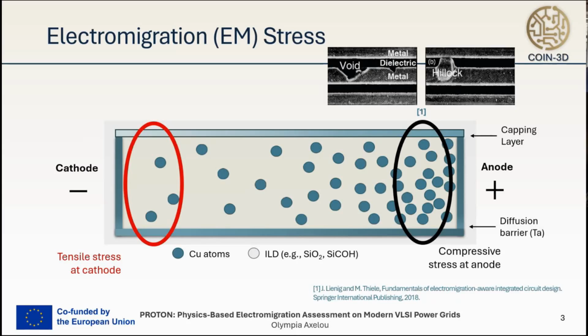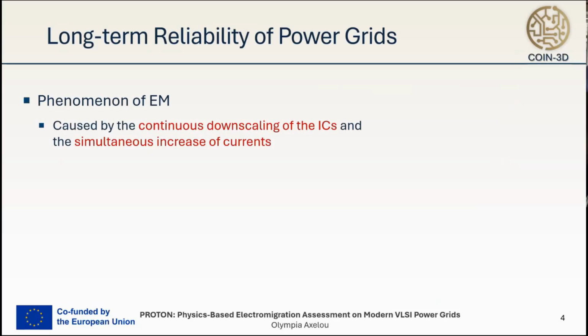Now, the derivative problem is that the resulting concentration gradient that exists due to the electromigration stress, when it reaches a critical level, can lead to hillocks and denser material, as we see here in the anode, as well as the creation of voids and consequently to open circuits. And this is the most important part. The phenomenon of electromigration actually intensifies due to the continuous downscaling of integrated circuits and the simultaneous increase in currents that flow in the interconnects of the lines.